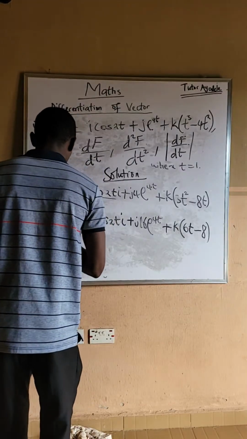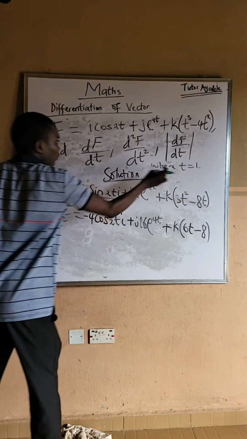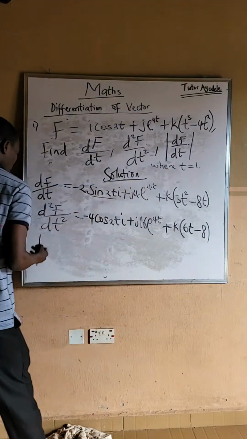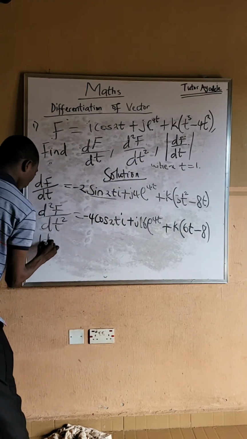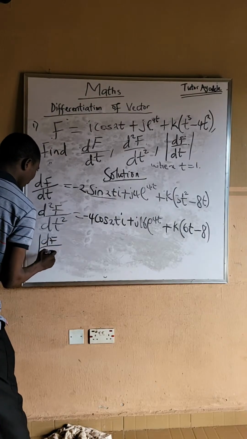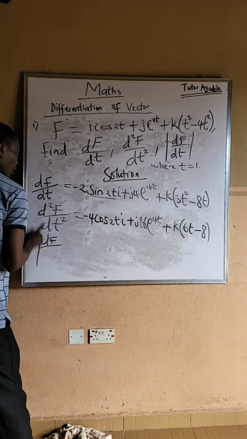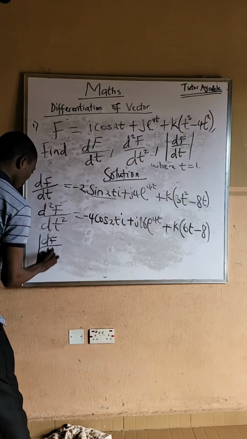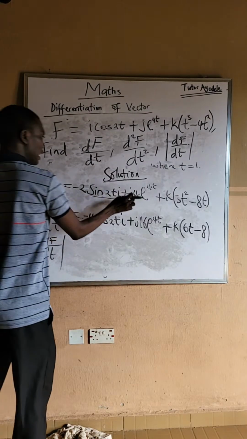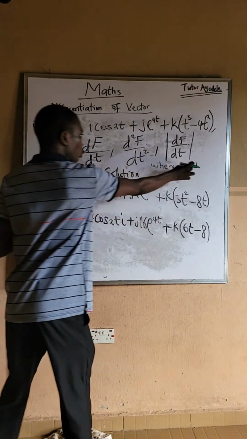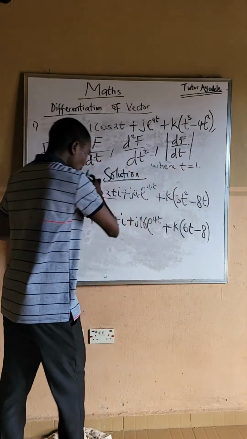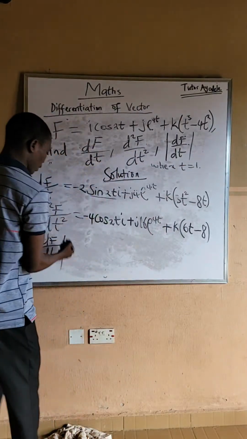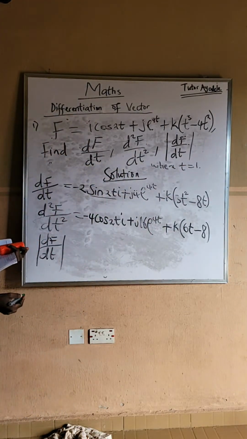Let's do that. I was asking you to try it, but now let's do it. I have the dF/dt. But first of all, before I calculate the magnitude of dF/dt, let me substitute t into it first. Let me replace t with 1. Let me do that here first. Then I can find the magnitude.